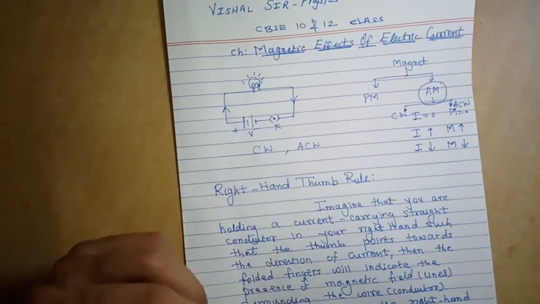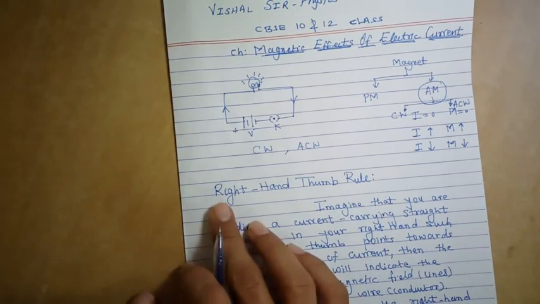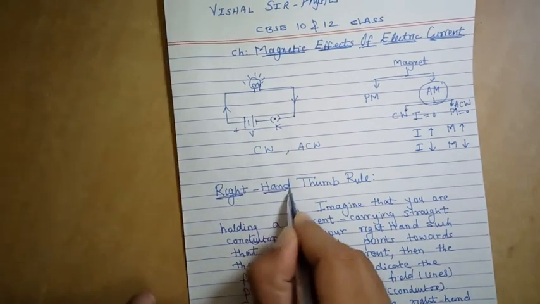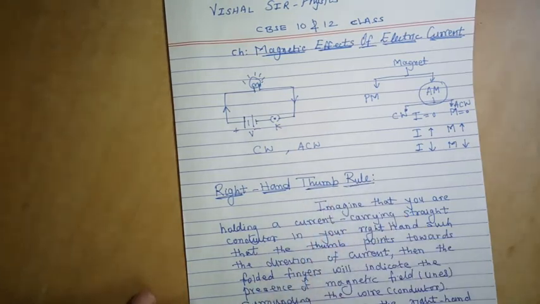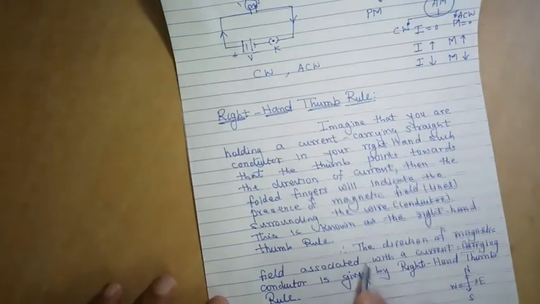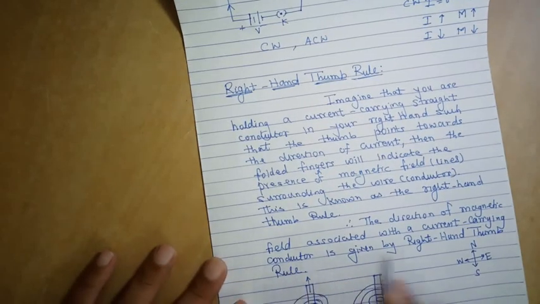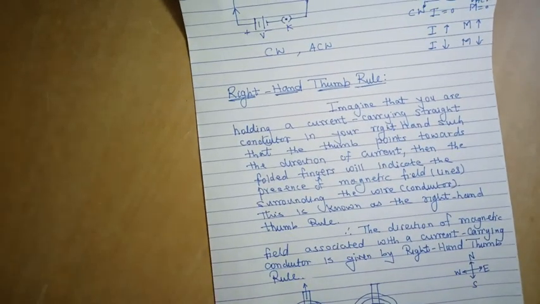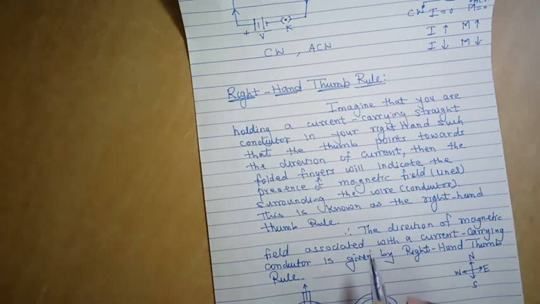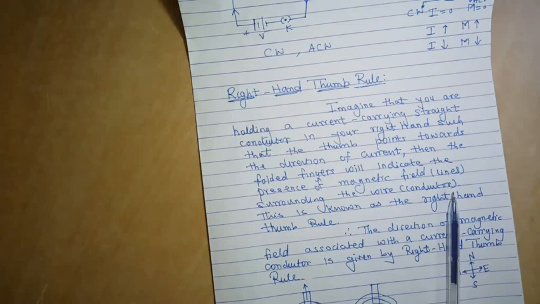How do we decide? That's why a law is used, which decides the direction. See here, it is written that the direction of magnetic field associated with a current carrying conductor is given by the right hand thumb rule. What is the right hand thumb rule? Okay, this is the main question. Let us start. What is the right hand thumb rule?